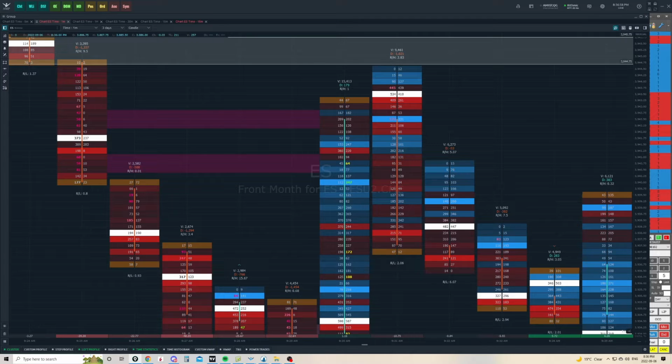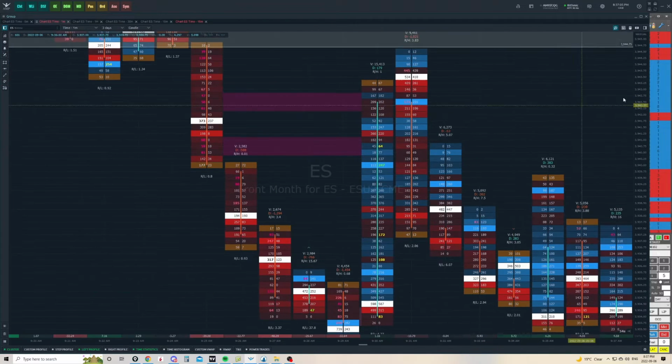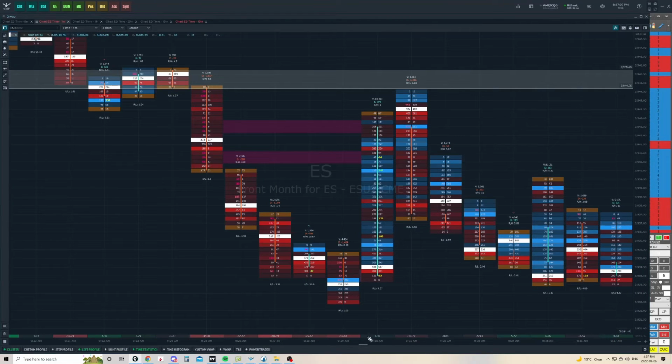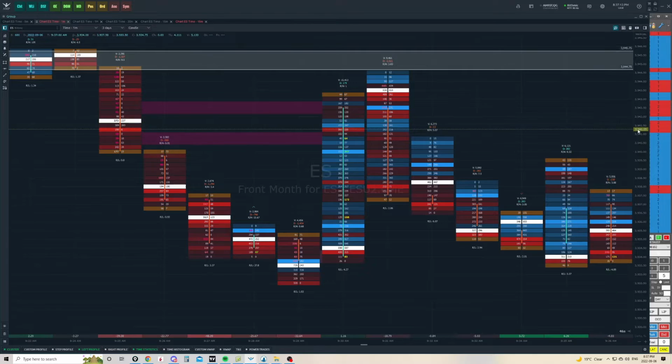What do I do now? Where's my entry? Where's my stop? No one knows. When you're looking at footprints, in this exact same time frame here, we'll look at 930 and 931. These are the two candles we were looking at, and this is the breakdown that we get on footprints.